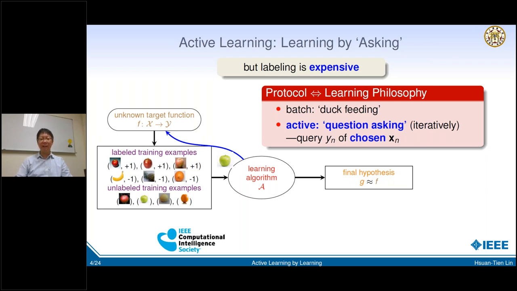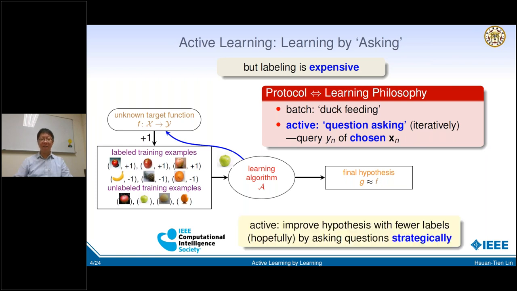The belief of active learning here is that if we can allow the machines to ask very strategic questions and get labels, for example, in the previous case, the label of this green apple is actually positive one, meaning that it is an apple. If the machine can get the label of the desired instance very strategically, then hopefully we will need fewer labels than the duck feeding algorithm to get better performance.